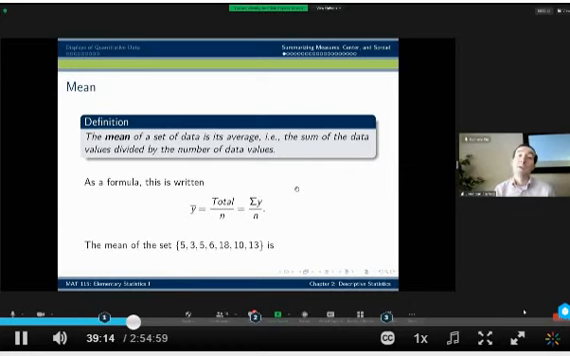All right, so the first measure we will talk about is the mean. The mean of a set of data is what we usually think of as its average. And the way that is calculated is you add up all of the data values in your set and then divide by the number that are there. And so formulaically, this is how we would write it.